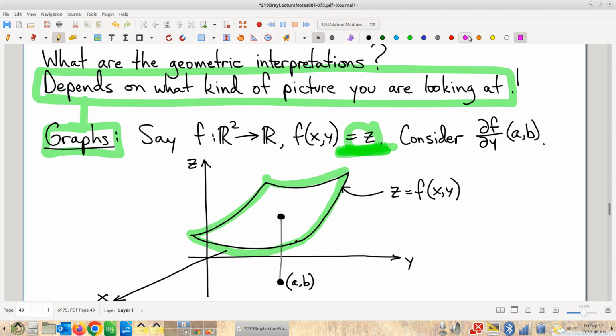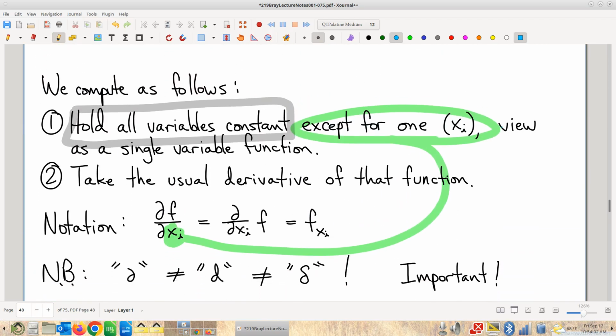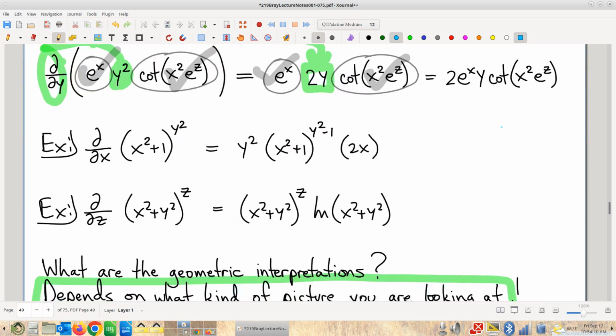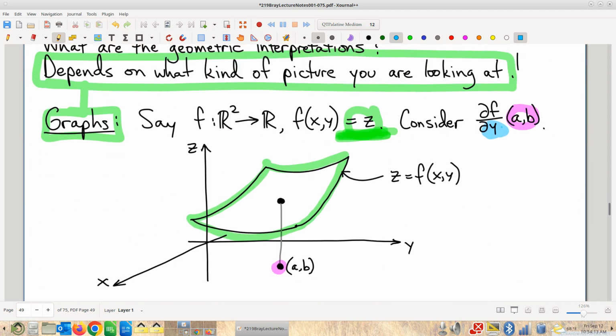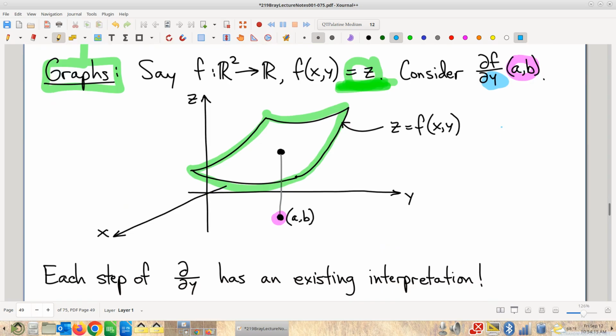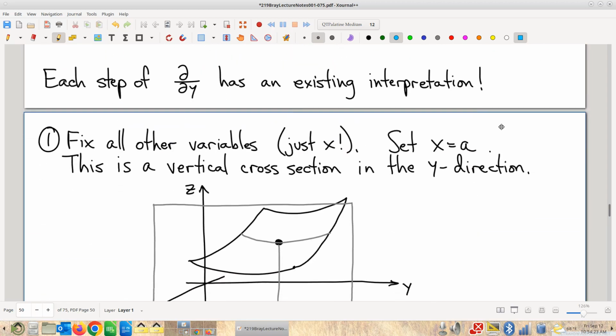Okay, so that said, let's suppose we are at the point (a, b) in the domain, and let's suppose that I say I want to take the partial derivative with respect to y. Okay, let's do this. And good news, if you look at our definition here of a partial derivative, it's a two-step process. First, hold the other variables constant. Second, take the usual derivative. And I claim we know exactly what both of those steps look like. So in this example, I know how to interpret geometrically both of these steps that define this partial derivative. So let's do it.